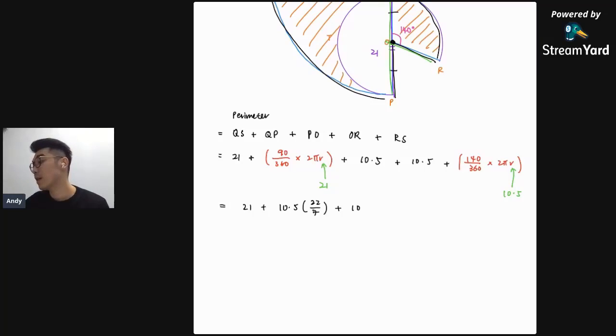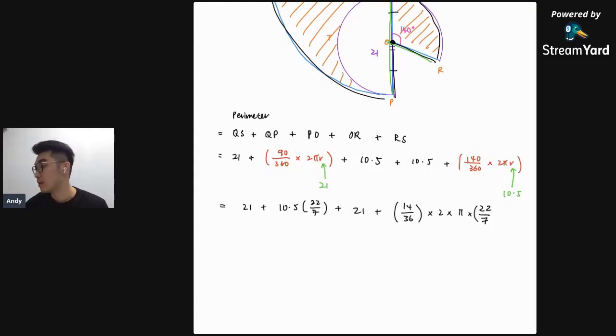Plus 10.5. Oh, this adds up to 21. Plus, okay, this 140 divided by 360 times 2 pi r. Hey guys, if you have a calculator with you, you can always use the calculator to calculate. So 22 over 7.